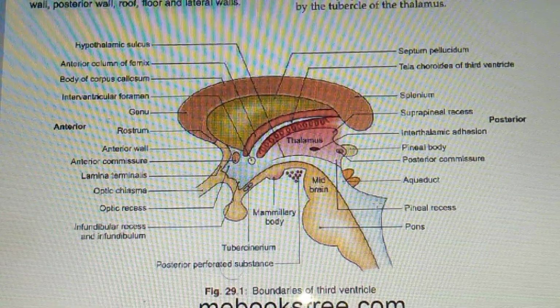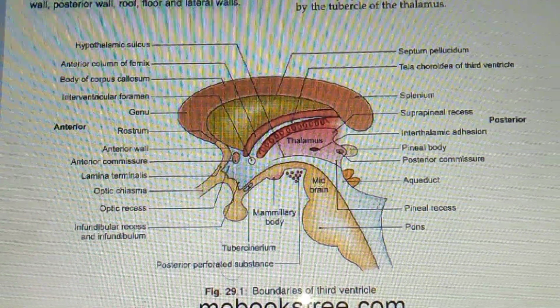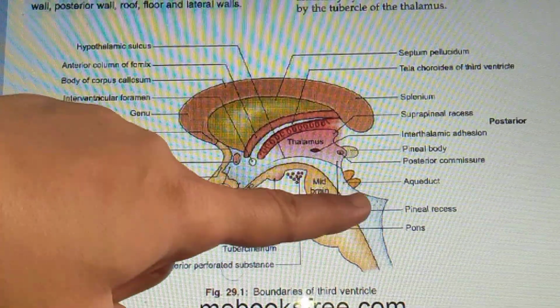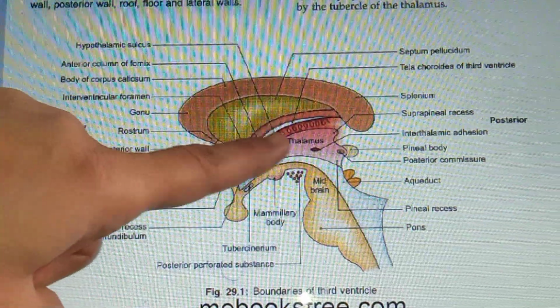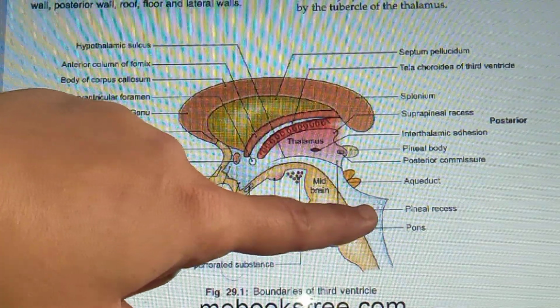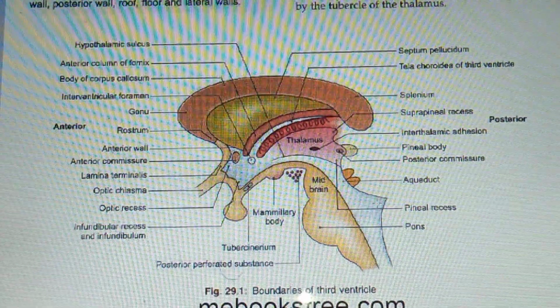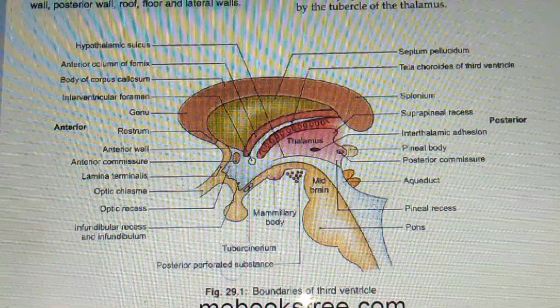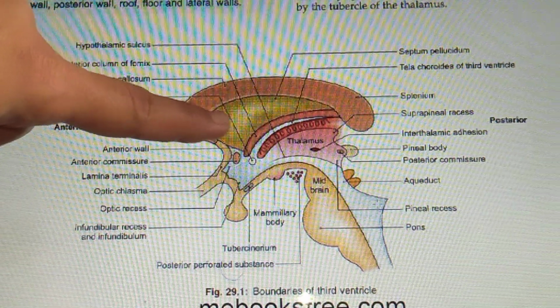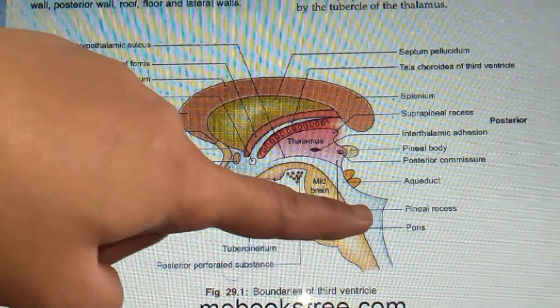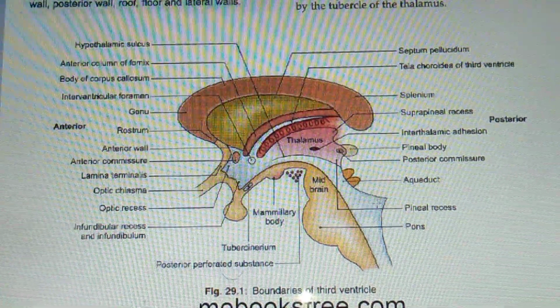Postero-inferiorly in the median plane, it communicates with the fourth ventricle through the cerebral aqueduct, right? This is the cerebral aqueduct through which the third ventricle will communicate with the fourth ventricle postero-inferiorly. So that is about the communications. Anterosuperiorly it communicates with the lateral ventricle, and postero-inferiorly with the fourth ventricle through the cerebral aqueduct.